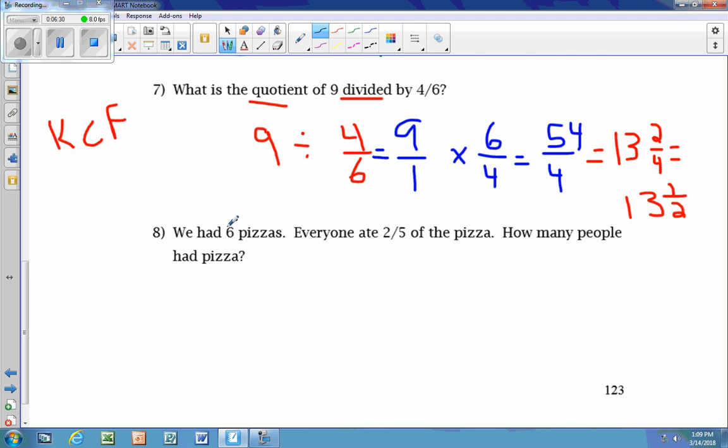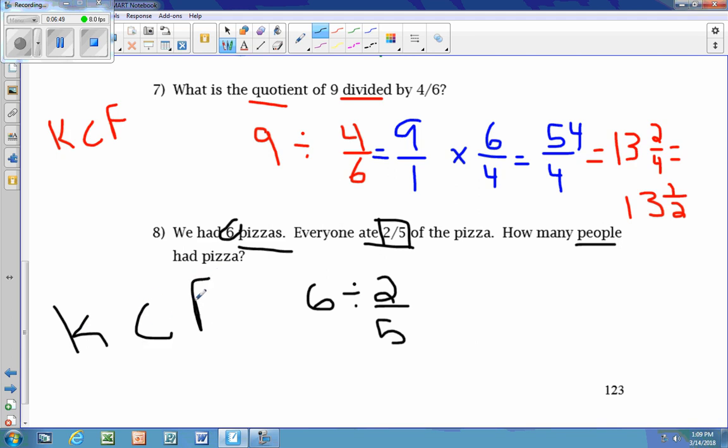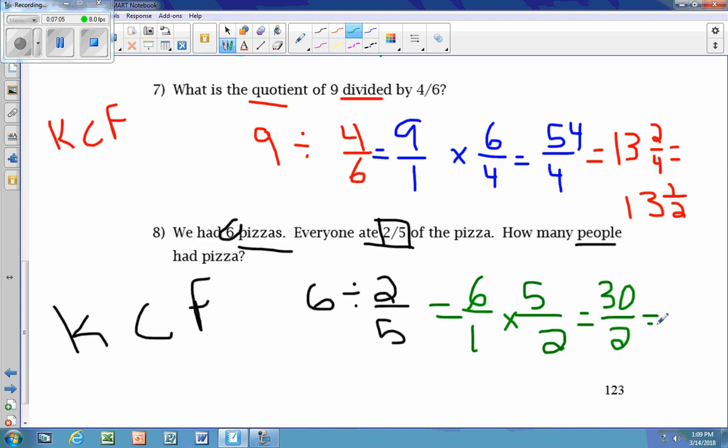Next, we have 6 pizzas. And everyone ate 2/5 of the pizza. How many people had pizza? Well, every person is eating this amount. So we have to see how many of those we have in there. So we're going to take our 6. We're going to divide it by 2/5. We just talked about this: keep, change, flip. So we're going to keep this, which has a 1 under it. We're going to change, and we're going to flip it upside down. And we end up with 30/2. We can't leave it improper. So the next thing we're going to do is 30 divided by 2, and our answer is 15.